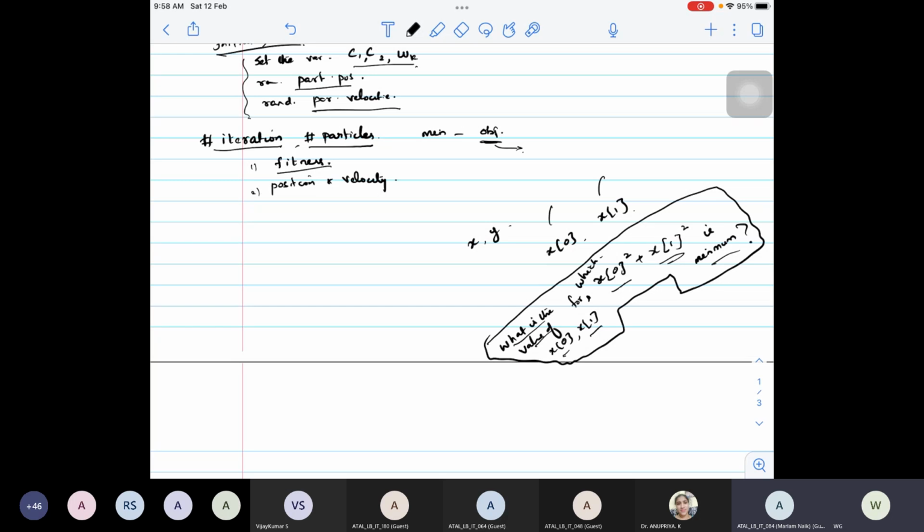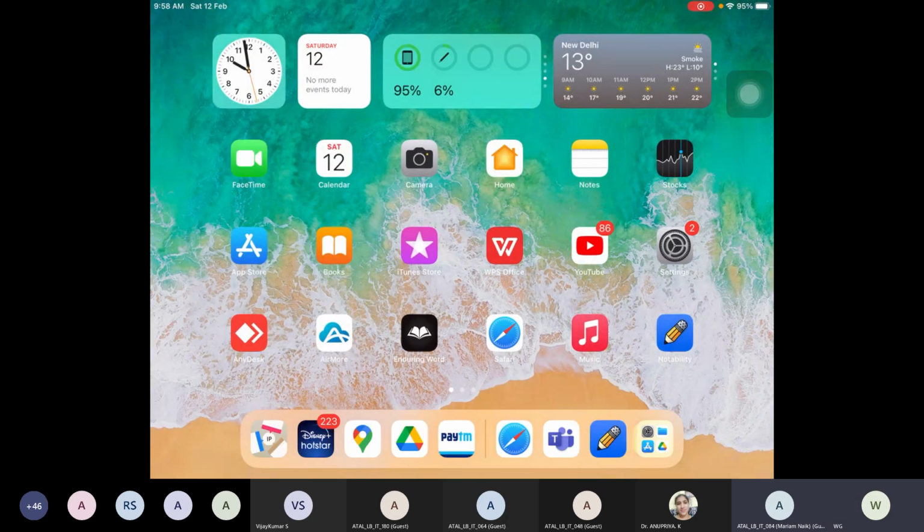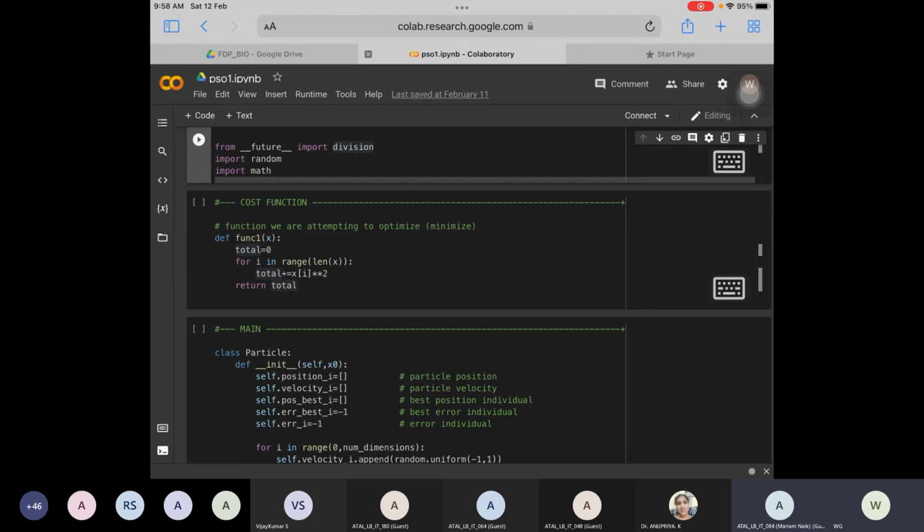Okay, so here, that is the function that is given. Basically, you have the objective function given there.